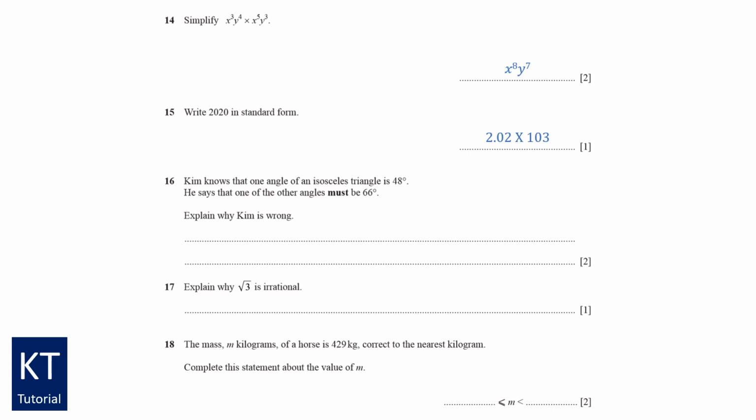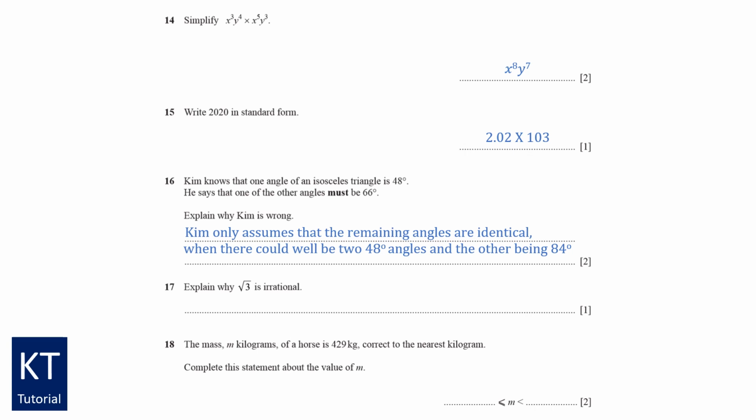Question 16. Kim knows that one angle of an isosceles triangle is 48 degrees. He says that one of the other angles must be 66 degrees. Explain why Kim is wrong. Kim only assumes that the remaining angles are identical, when there could well be two 48-degree angles and the other being 84 degrees.